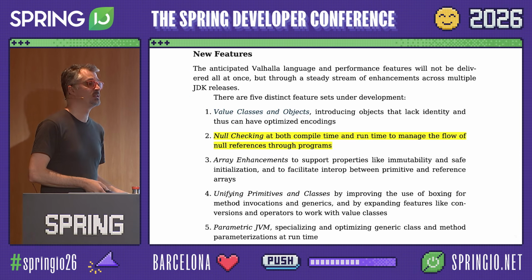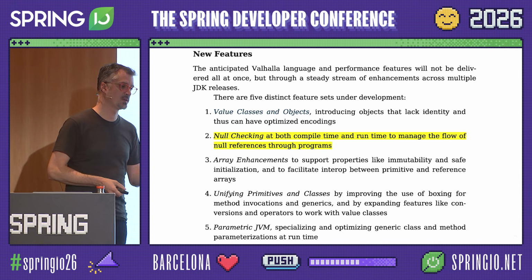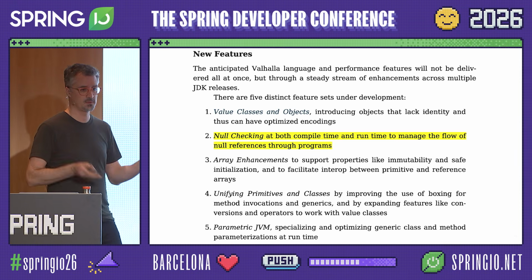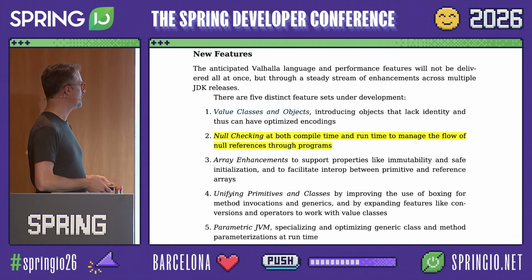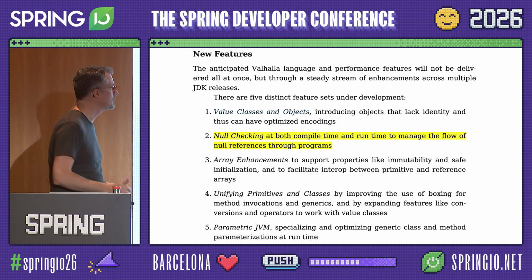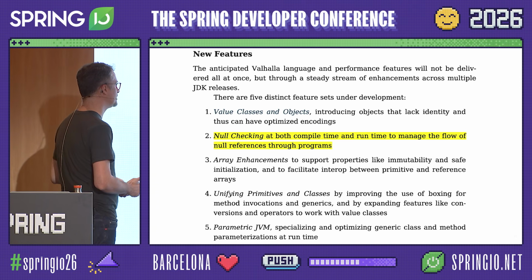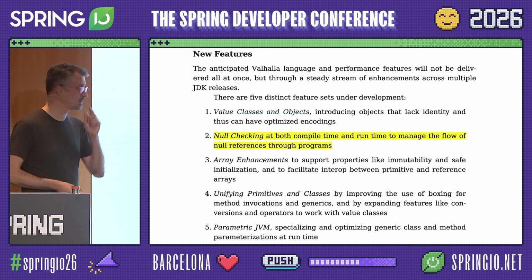But the most exciting feature is, of course, Project Valhalla. So Project Valhalla, we have been talking about it for 15 years, a very long time. I'm not sure how many years, but a very long time. The most popular feature is value classes, to introduce objects that lack identity, and you can do related optimizations, and Kotlin has that, for example.